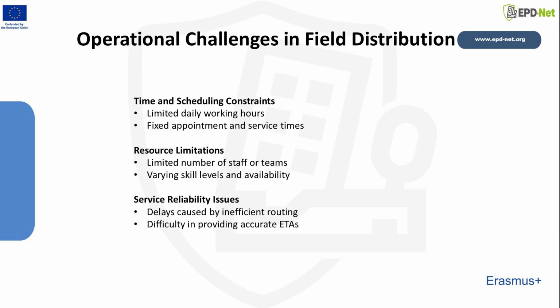Field distribution operations face several operational challenges that directly affect routing and scheduling decisions. One of the primary challenges is time and scheduling constraints. Field staff typically operate within limited daily working hours and must adhere to fixed appointment times or service windows at different locations. Resource limitations further increase complexity. The number of available staff or teams is often limited, and individual workers may have different skill levels or availability. These constraints make it difficult to assign visits efficiently while maintaining balanced workloads.